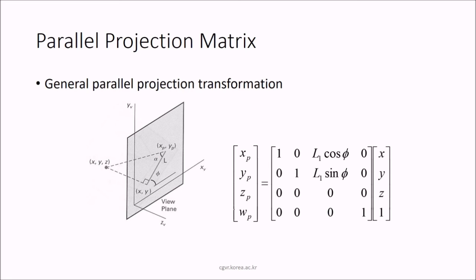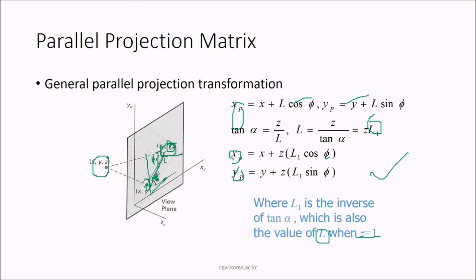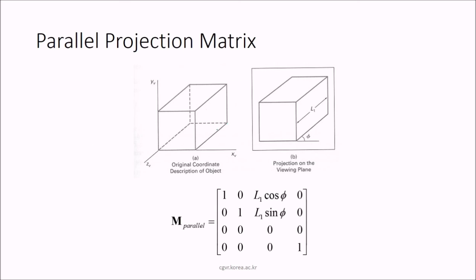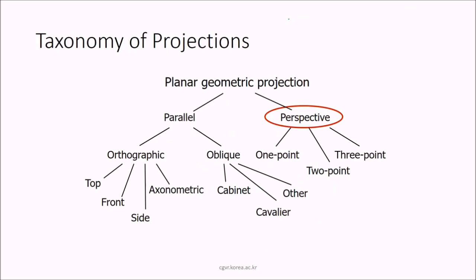So now what we have just seen can be represented in the form of a matrix. So now xp, yp, zp, wp, all these points can be computed from x, y, z using this relationship or this matrix. This is a general parallel projection transformation. So in terms of the parallel projection matrix, this M can be easily given by this matrix, because this is the original coordinate description of the object, and this is the projection on the viewing plane.